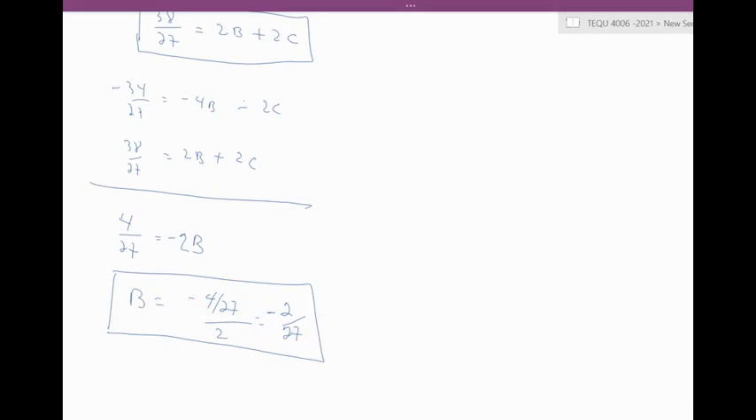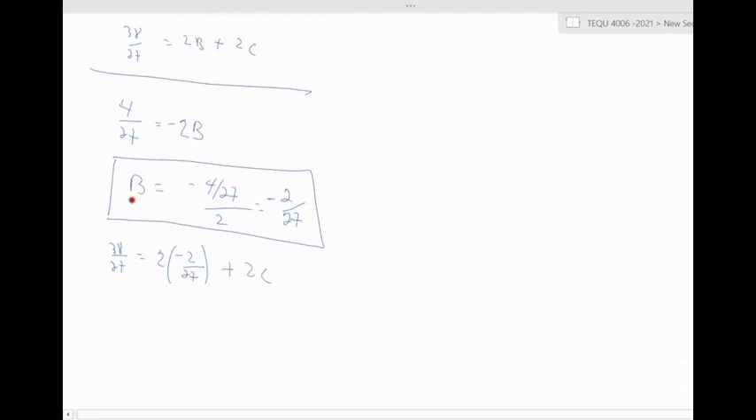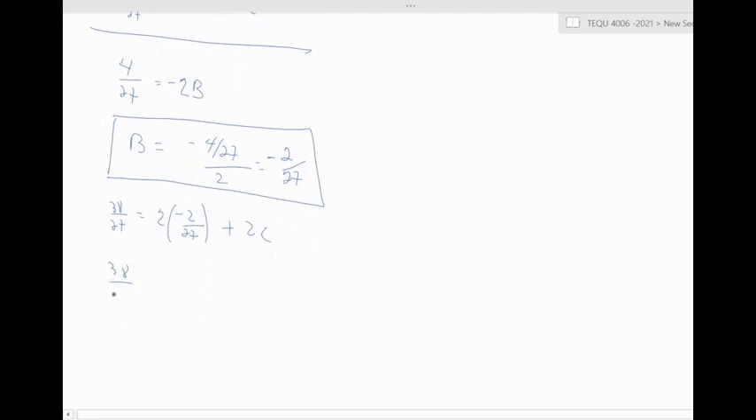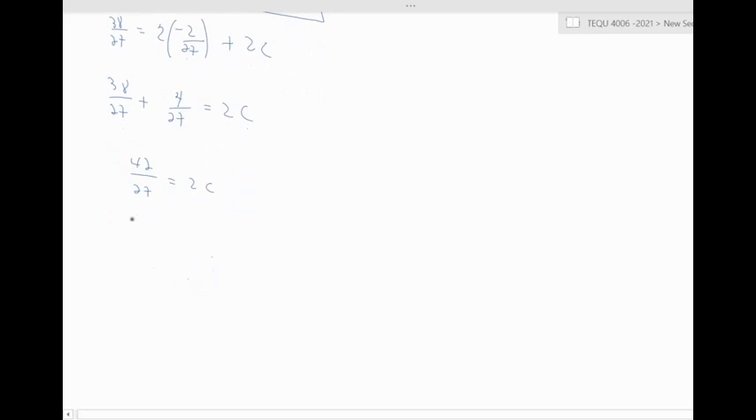Okay, so now we need to get c, and you can use either of the two equations, right? We need to solve for c, but we already know b. How about if I use this one here? So that would be 38 divided by 27 equal to 2 multiplied by b, but b is minus 2 over 27, plus 2c. If I solve now for c, that would be 38 over 27 plus this moved down here, positive 4 over 27, equal to 2c. That would be 42 over 27 equal to 2c, and eventually you divide by 2 and you get the final value of c. That would be 21 over 27.